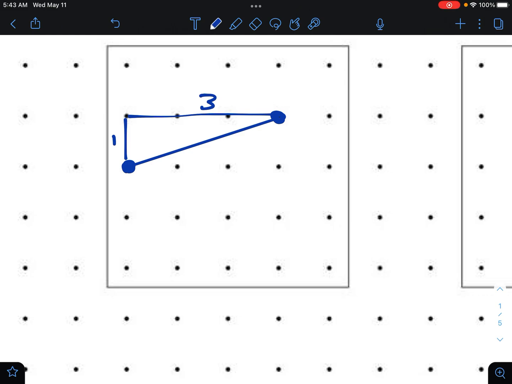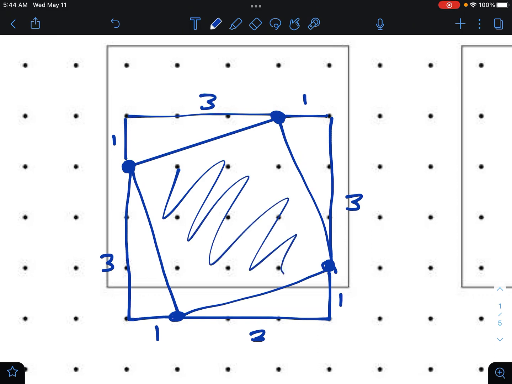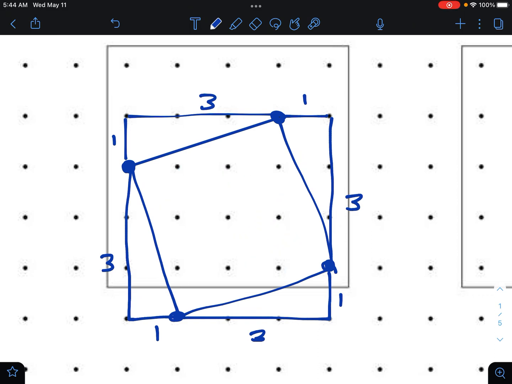So 1 and 3, I'm going to do 1 and 3 to go down to the next corner down here. And then do it again, 1 and 3 to the next corner over here. And that actually is all we need. We could show the last one there though. And then there's your completed square on the inside here. Every triangle on the corners is a 1 by 3 triangle. So 1 times 3 divided by 2 would be 1.5 for each triangle for the area. Again, base times height divided by 2.